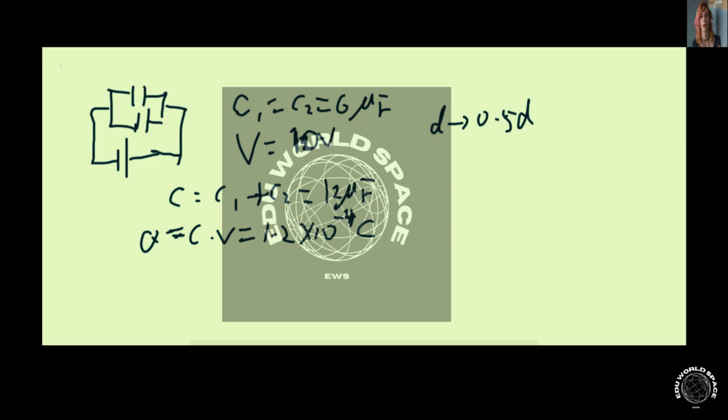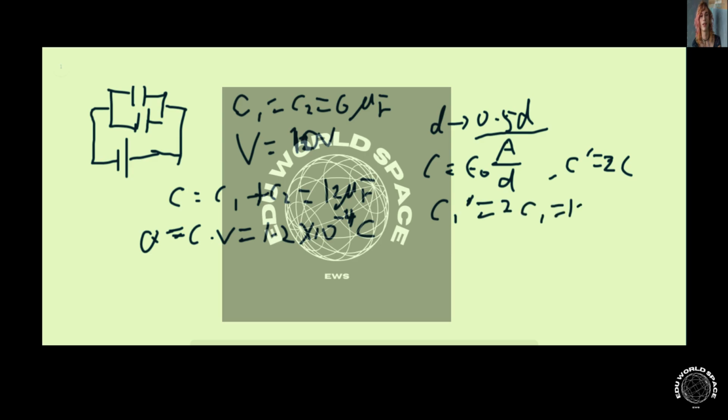And if we squeeze one of the capacitors, suppose we squeeze C1, because for the parallel plate capacitor, C equals epsilon naught A over D, where A is the area of the plate and D is the separation. So if we squeeze D from D to 0.5 D, then C prime, the new capacitance, will be equal to 2C, right? In this case, C1 prime equals 2C1 equals 12 microfarads. And C2 does not change. C2 is still equal to 6 microfarads.